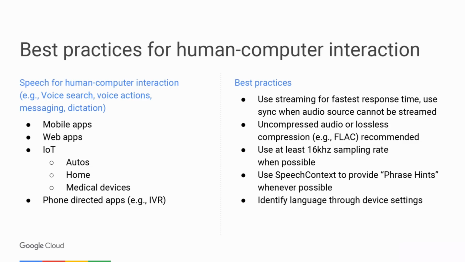Best practices for human-computer interaction is we recommend using streaming, because latency is really important for that use case. So it's worth the effort. Uncompressed audio or lossless compression is really preferred, and 16 kilohertz sampling rate or above for that use case. And phrase hints really help, because you have an idea of what the user might want to say.